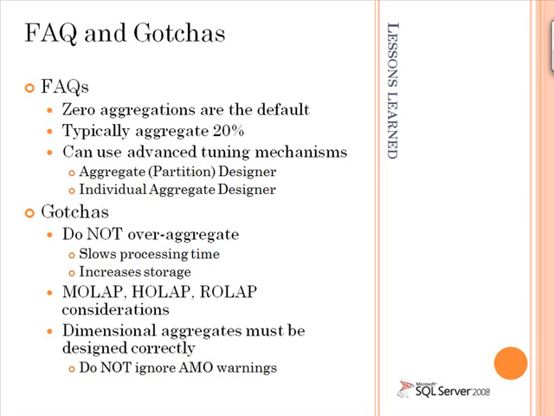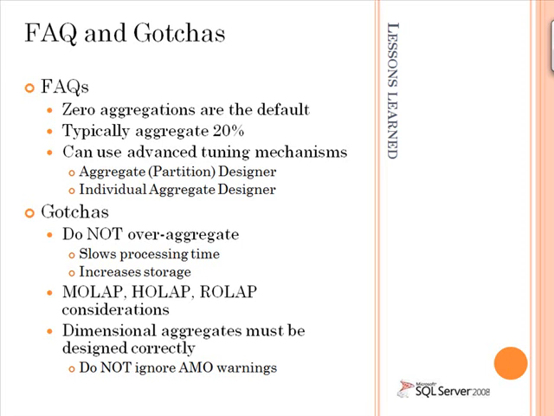In the case of HOLAP, you might choose to define aggregations at a higher percentage in order to improve the performance of key queries. ROLAP creates the aggregations in the relational source, and in the case of ROLAP, you may again choose to define more aggregations than you would for MOLAP.